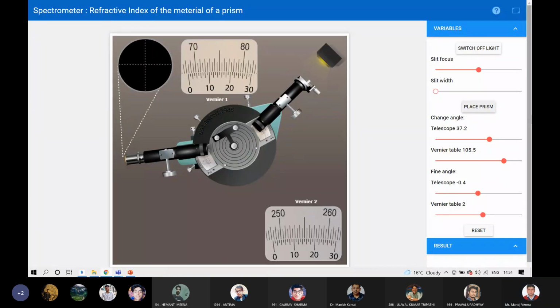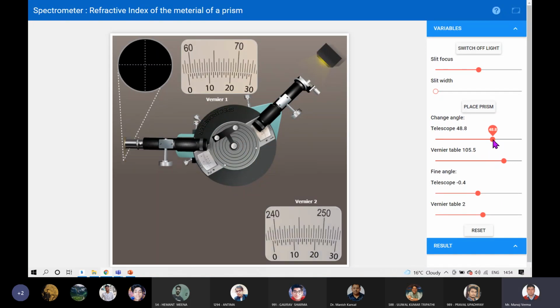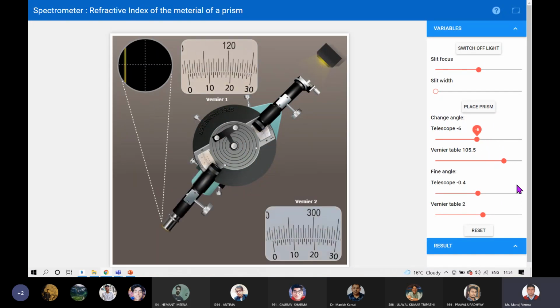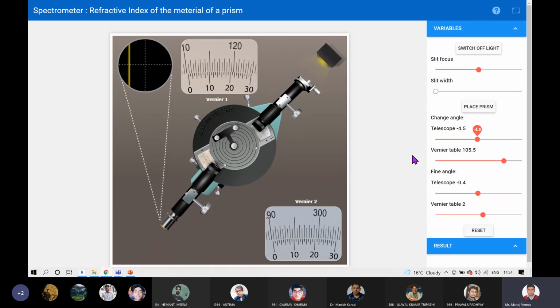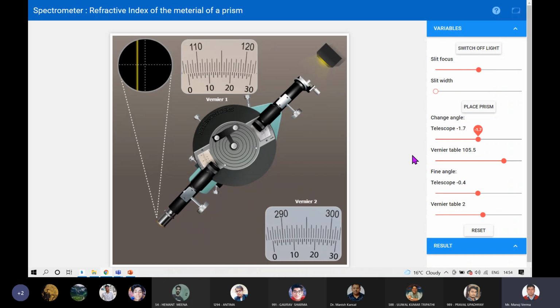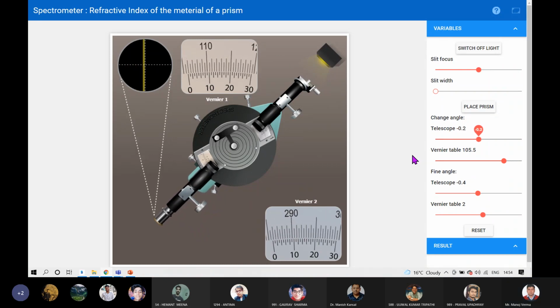I will remove the prism and I will rotate my telescope to see the direct ray. Okay, yes, in this direction I can see. Of course, without the prism, it should be a straight line. The collimator and telescope should be in a straight line. So yes, at this point I can observe a direct ray coming from the collimator. Again, this is at 105.